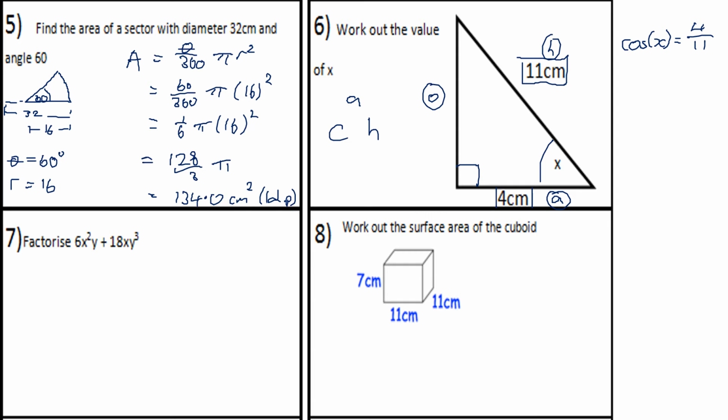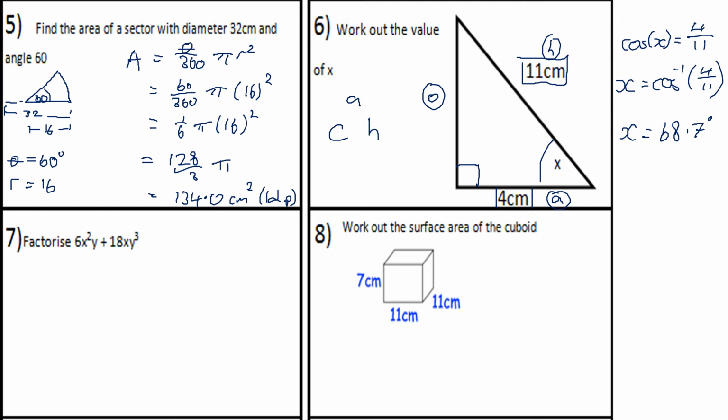Remember, we're getting x on its own, so we need to do the inverse of cosing something. So we do the inverse cos. So x is the inverse cos, to the power minus 1, of 4 over 11. You're going to need your calculator for that. So you press shift, cos, and then 4 over 11 is equal. Let's go to one decimal place to get 68.7 degrees.